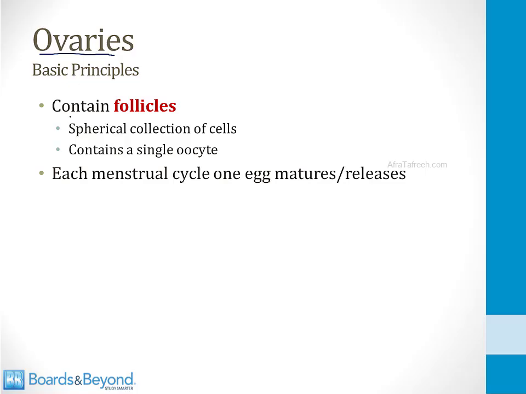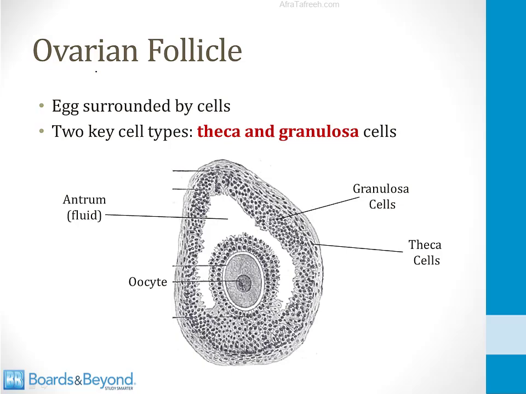So the ovaries contain follicles. These are the functional units of the ovaries. They are a spherical collection of cells that contain a single oocyte or egg. In each menstrual cycle, one follicle in the ovary will mature and release its egg, and when it releases its egg, that's called ovulation. This is a drawing of an ovarian follicle shown on the screen.